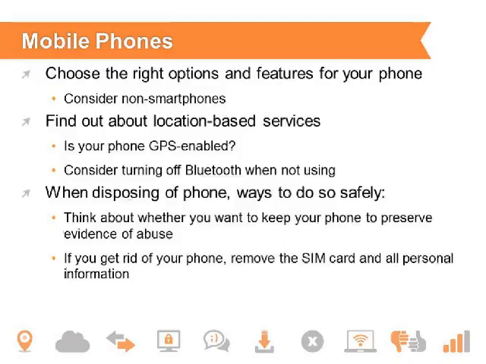So other tips in terms of mobile phones are to choose the right options and features for your phone. Everybody wants the fanciest gadgets right now, but especially for stalking and domestic violence victims, we would suggest considering non-smartphones and phones that don't have geolocation services on them so that the stalker can't track you. Or if you have one with location-based services, which most phones do now, be very careful about when your GPS is enabled and turn off Bluetooth at a minimum when you're not using it.